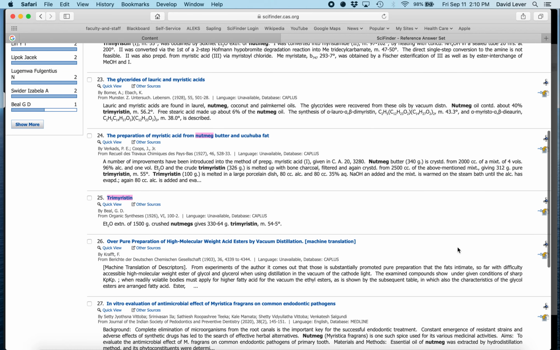and you scroll around, you'll also notice that reference 23, right in the abstract of reference 23, it says nutmeg oil contained about 40% trimyristin with a melting point of 56.2 degrees. They have it right in the abstract. That's by Munster Z, and the journal is Untersuch Lebensraum. Language unavailable, but it's safe to assume, based on the author's name Munster and the fact that the journal title looks like it's German, that article is probably in German.